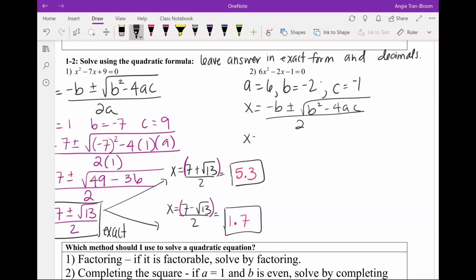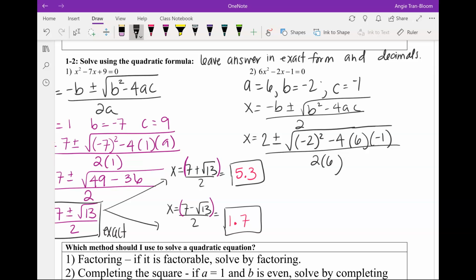So we're just going to enter that in. Negative b, and b is negative 2. We would write what? Positive 2, plus or minus. Would we need a quantity around our b squared? Of course, okay? So make sure we put quantity around b squared. So that's negative 2 squared minus 4 times a value of 6, c value of negative 1, all over 2 times 6.